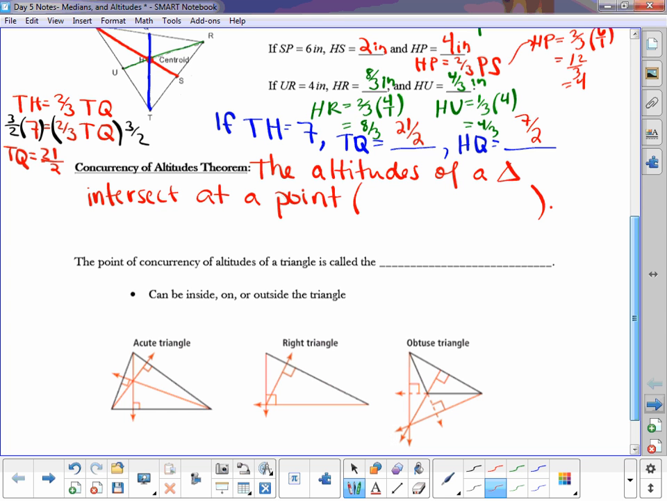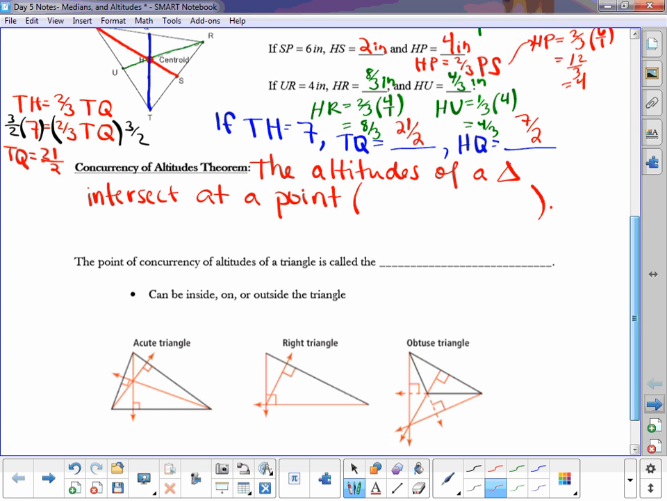So our perpendicular bisectors, angle bisectors, and medians, all of their concurrency theorems said they meet at a point. For perpendicular bisectors, the point was the circumcenter, and it was equidistant from what? Vertices. And for angle bisectors, what did it meet at? Incenter, and it was equidistant from the sides. And for medians, that met at what? Centroid, and it's 2/3 from the vertex. Now our altitudes just simply meet at a point. There's no fancy property that goes with it.